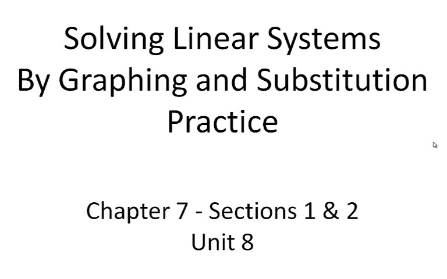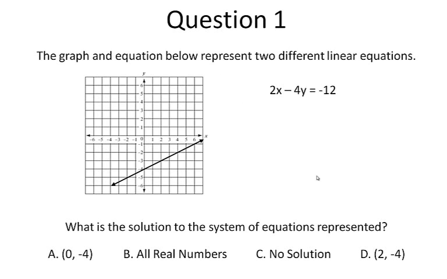Alright guys, so we're going to continue on chapter 7 and we're going to review sections 1 and 2 by looking at some sample problems using graphing and substitution to solve linear systems. Alright, so let's look at question 1. Question 1 says the graph and equation represent two different linear equations. So they give us one equation, and for the other equation they give us a line.